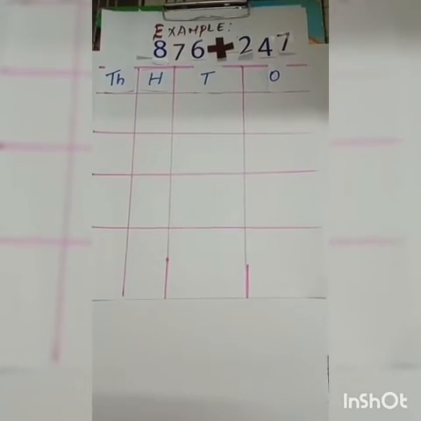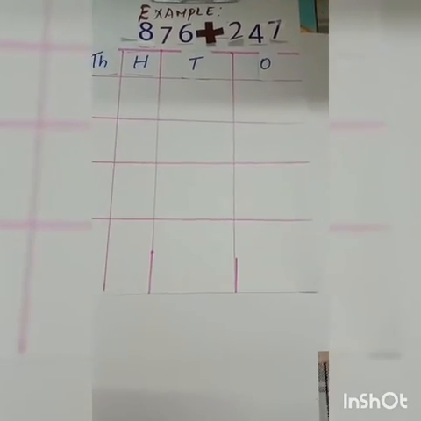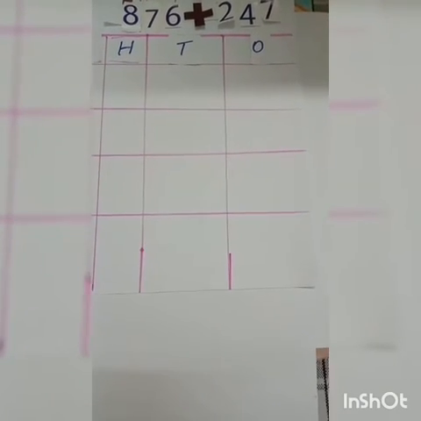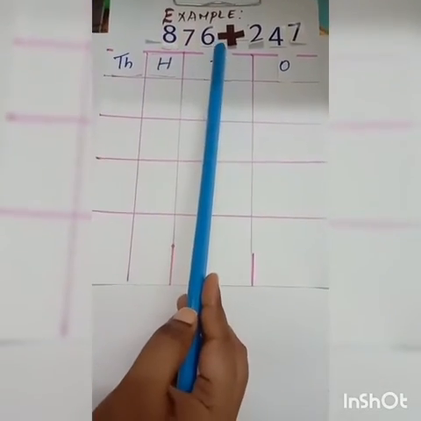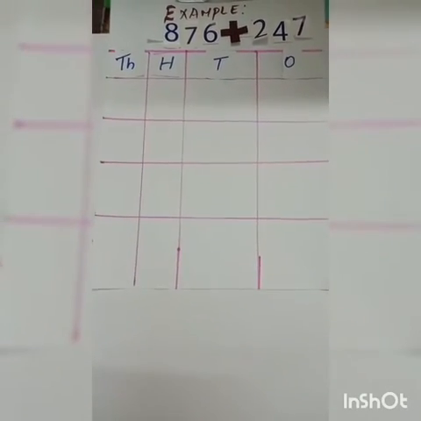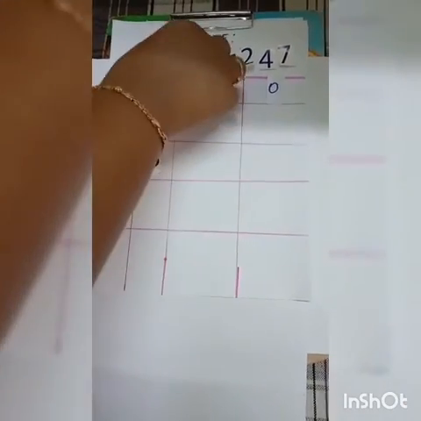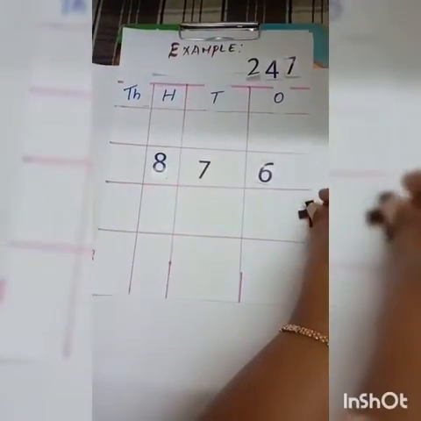Now let us add 3-digit numbers by regrouping ones, tens and hundreds. Sometimes ones, tens and hundreds column are regrouped at the same time. Let us see this with an example. Add 876 and 247. So let us start. Place the numbers in the place value chart, that is in the ones, tens and hundreds column. 876 is added with 247.